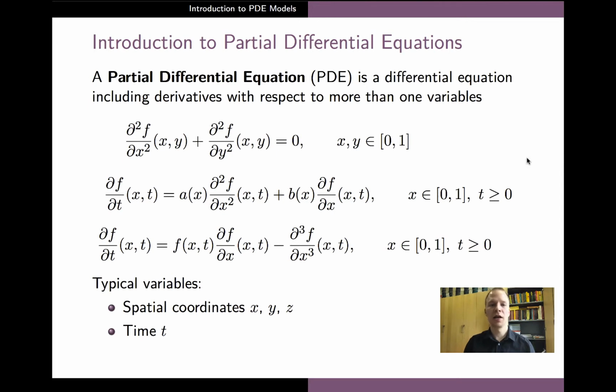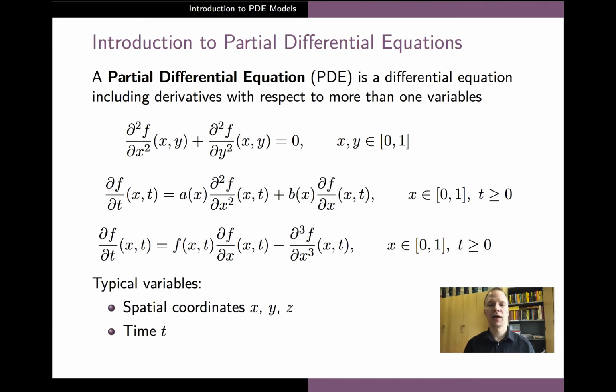And here on this slide, we have three different examples of typical PDEs. And if we look at, for example, the first line, here the unknown function f depends on two variables, x and y, and the equation itself involves the second order partial derivatives with respect to both of these variables.